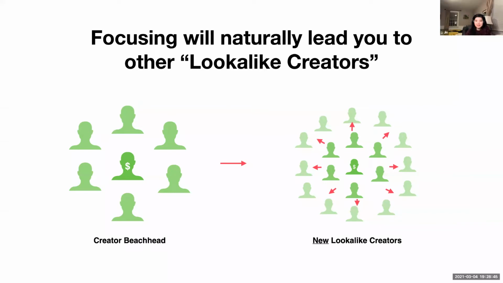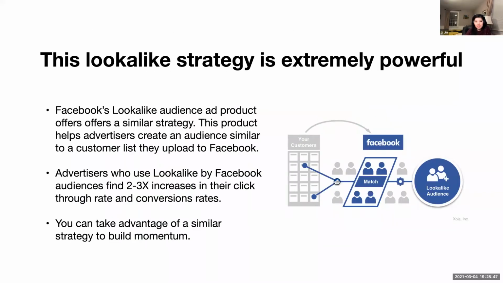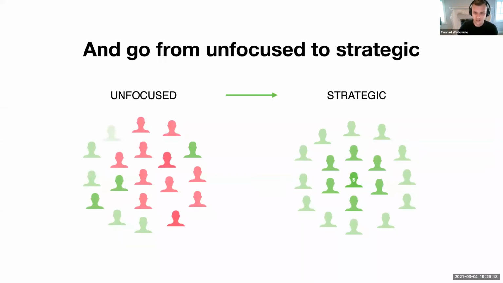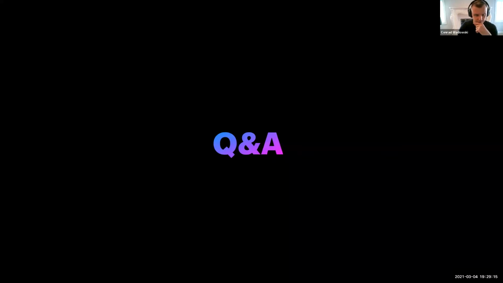Cool. Thanks. And so, yeah, this strategy of finding this one type of creator is very powerful. On Facebook, if you upload a lookalike audience, for example, Facebook will find other similar people. And it turns out that the message you use with one segment ends up resonating with another segment. And so you're able to build this kind of snowball because you're focusing. But when you don't focus, it's much harder to build that snowball. And what this does is it takes you from unfocused to strategic.